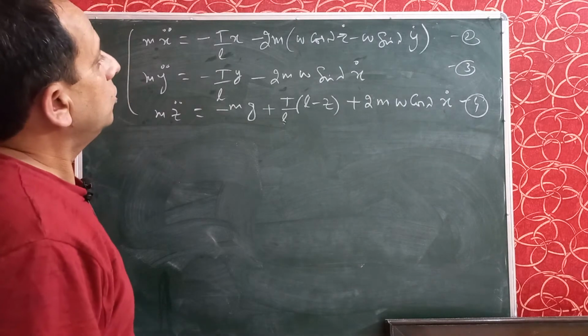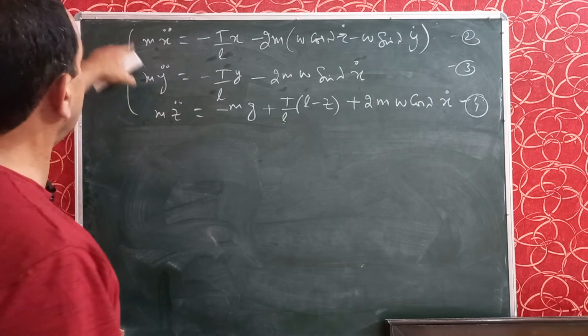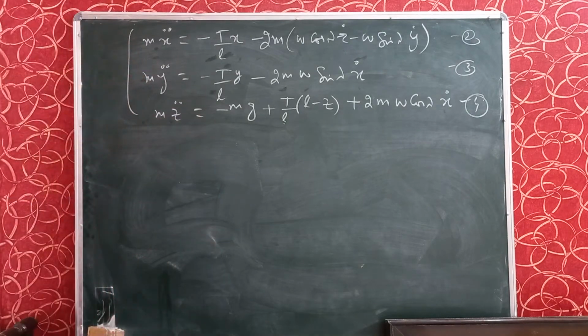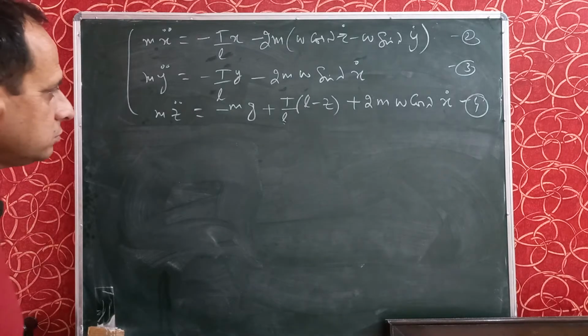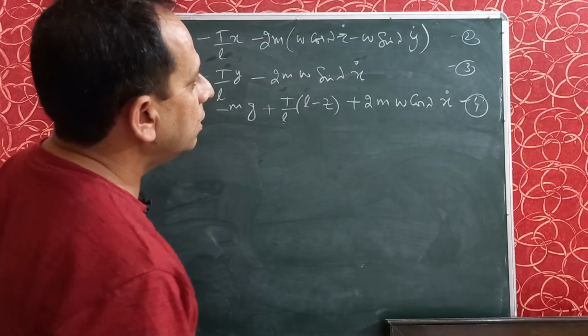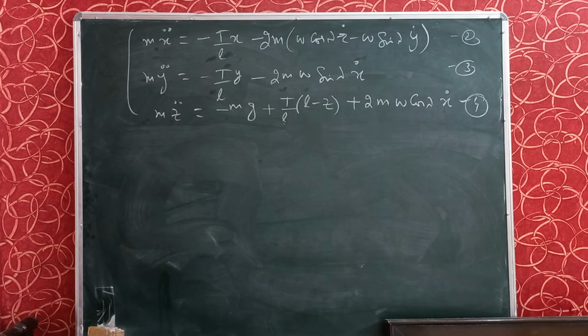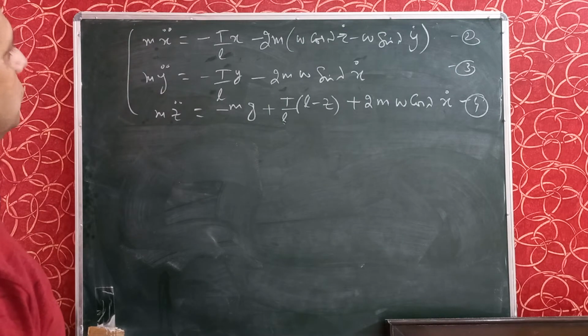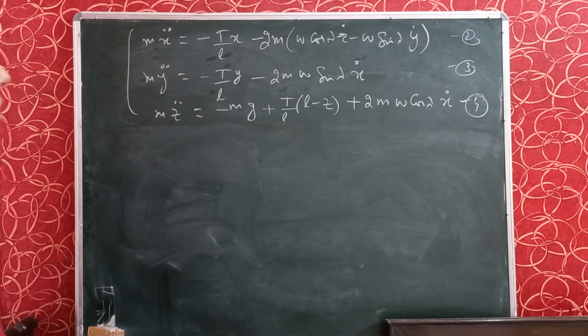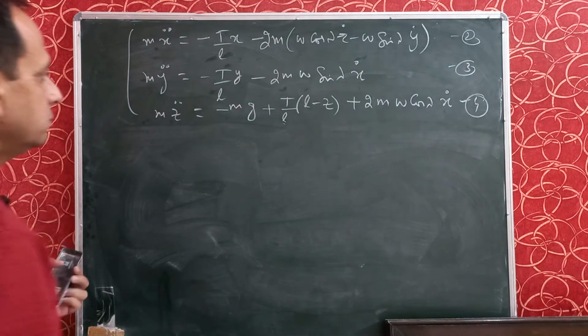Now, we will reduce these three equations into two equations, because our aim is to prove the path is elliptical and to find the time period. You know that we will find two types of answers. So to reduce these three equations into two equations, we will apply some approximations.